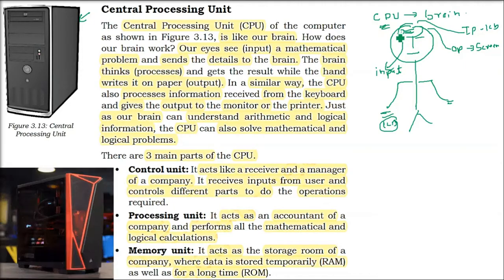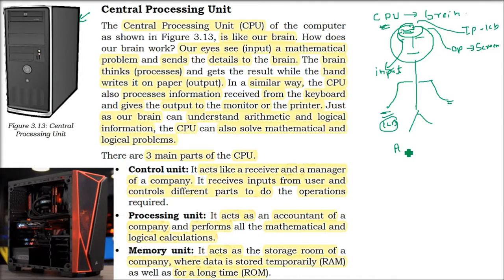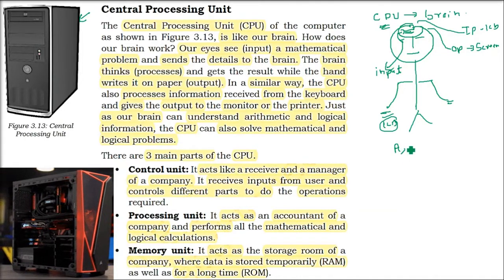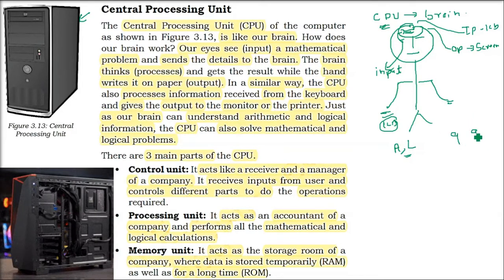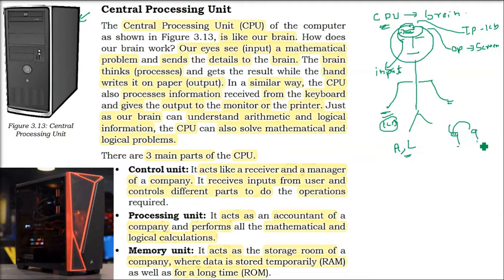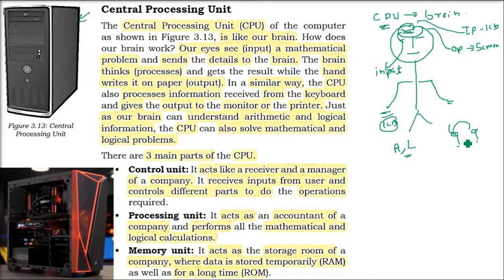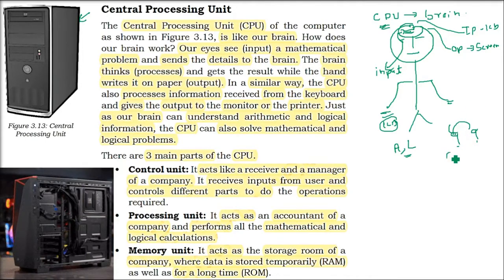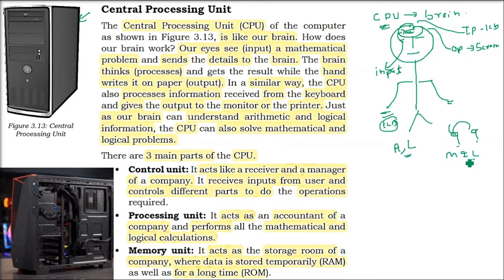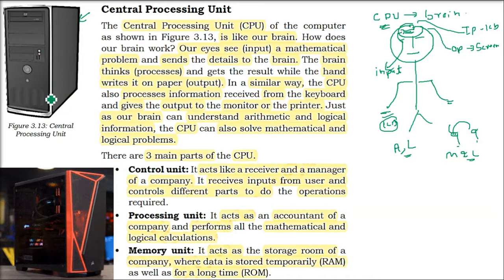Just as our brain is equipped or trained to understand various logics, it can be arithmetic, it can be normal logic, the CPU is also equipped. For example, if I say this is his brother and there are two people, you will say who they are. Person A is a brother of B and B is a brother of A. So this CPU can also solve mathematical and logical problems.